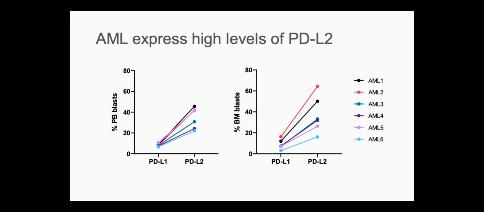So we looked both at the peripheral blood and bone marrow at baseline for 6 of these, for which we had both peripheral blood and bone marrow measurements. And what we found was that the PD-L2 was actually significantly higher both when looking at the AML in the peripheral blood as well as when looking at the AML resident in the bone marrow.